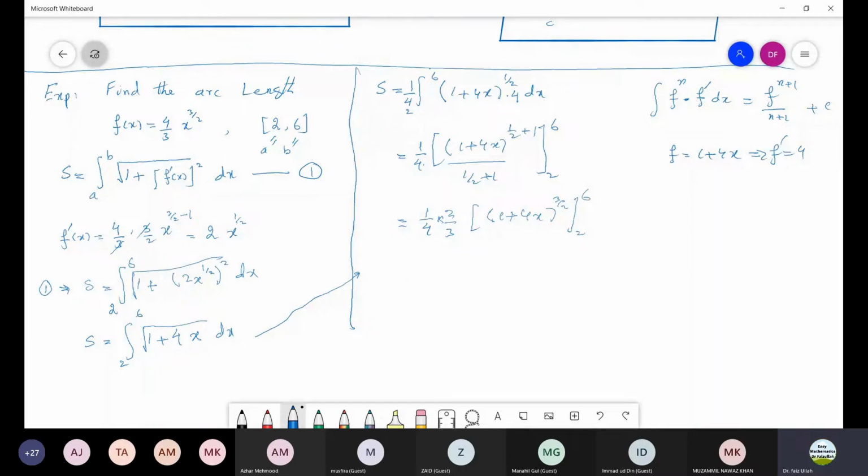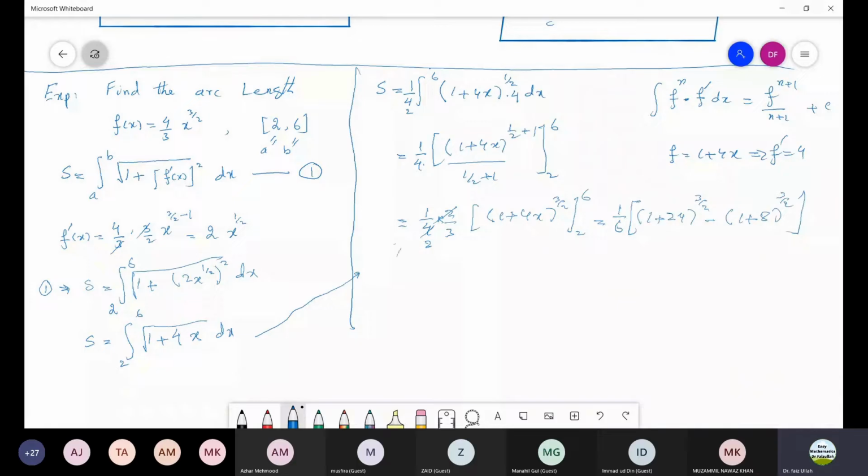Now what do we have to do? We have to put the upper limit minus the lower limit. So from here we have 2, and 2 2s are 4, so I am writing it here. That is 1 over 6. Okay. And now let us use the upper limit. So if I use the upper limit, I will write 1 plus 4 into 6. 4 into 6 is 24. I am writing it directly. The power is 3 by 2, minus 1 plus 4 into 2. 4 2s are 8. I am writing the power, which is 3 by 2.